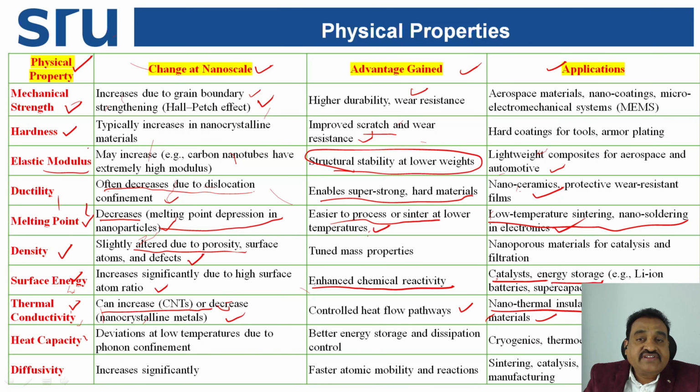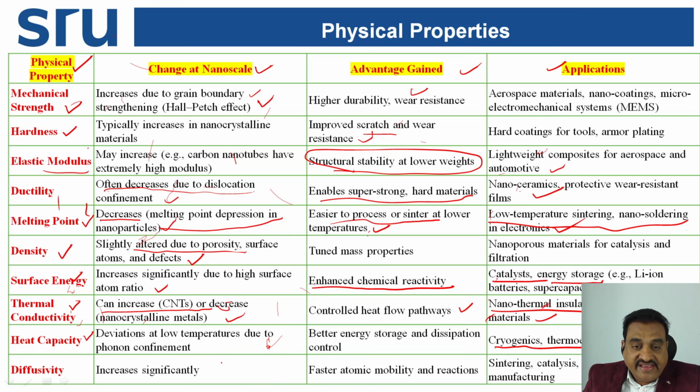Coming to heat capacity, this is the physical property. The change at nanoscale is deviation at low temperature due to phonon confinement. Better energy storage and dissipation control is the advantage of heat capacity. The application is in cryogenics and thermoelectric materials.